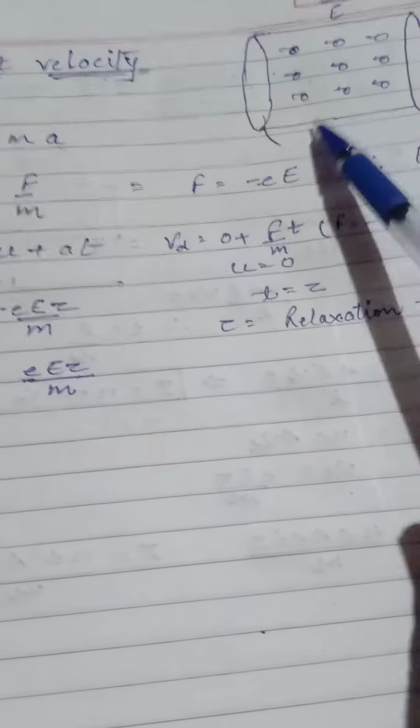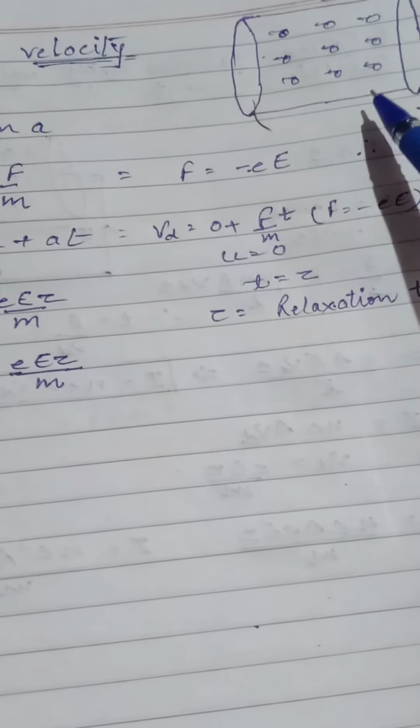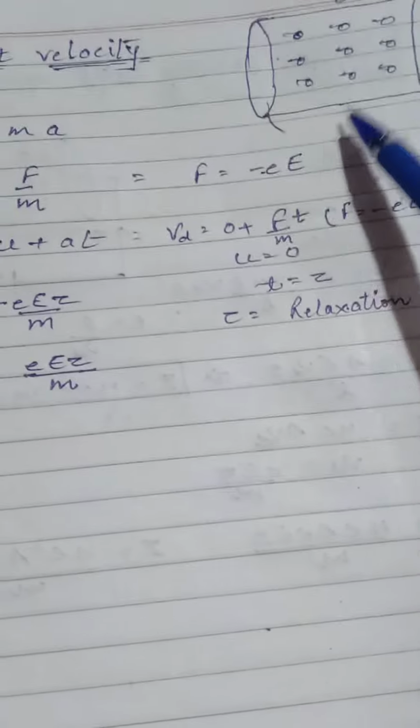relaxation time. When these electrons strike with each other, and after the striking, when they are moving, that time is known as relaxation time.